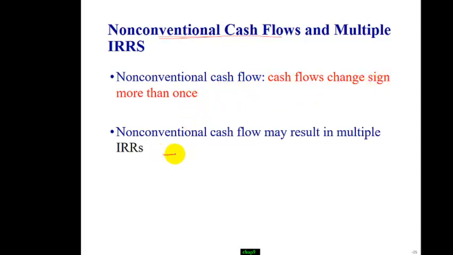Typically you have an investment initially at time 0, you spend money, an outflow. Then you receive all future cash inflows. So this is the conventional case. The non-conventional case is, instead of only an initial investment, you may have additional outflow, additional spending later on in the life. It could be an expansion project. So this is what we mean by non-conventional cash flow.